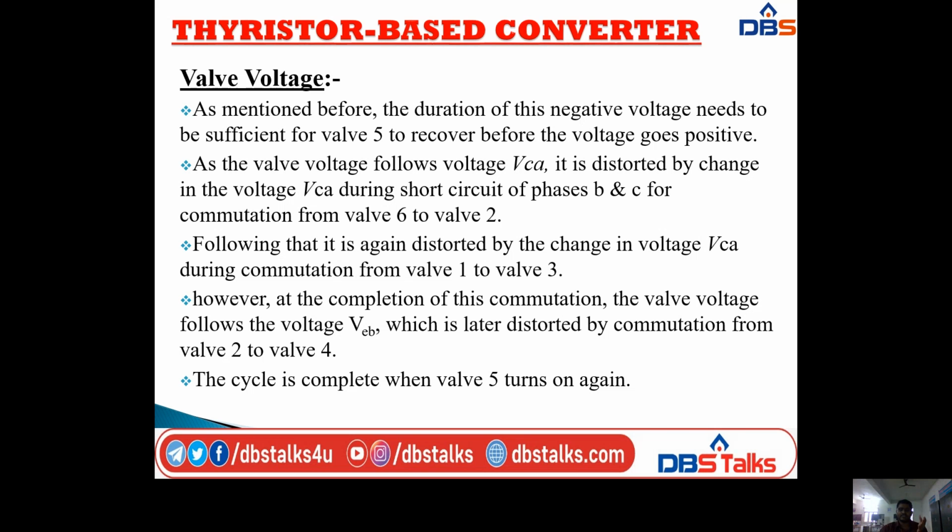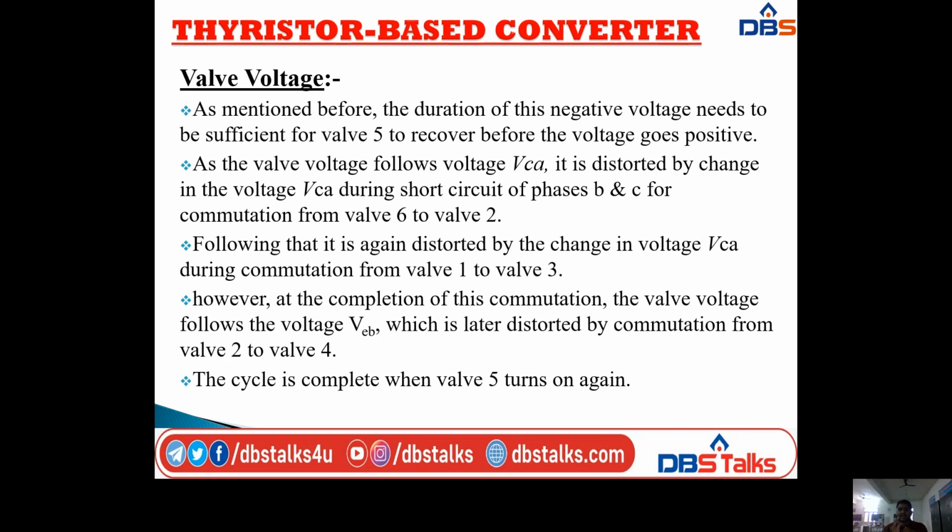As mentioned before, the duration of this negative voltage needs to be sufficient for valve 5 to recover before the voltage goes positive. As the valve voltage follows voltage VCA, it is distorted by the change in voltage VCA during short circuit of phases B and C for commutation from valve 6 to valve 2. Following that, it is again distorted by the change in voltage VCA during commutation from valve 1 to valve 3. At the completion of this commutation, the valve voltage follows the voltage VCB, which is later distorted by commutation from valve 2 to valve 4.